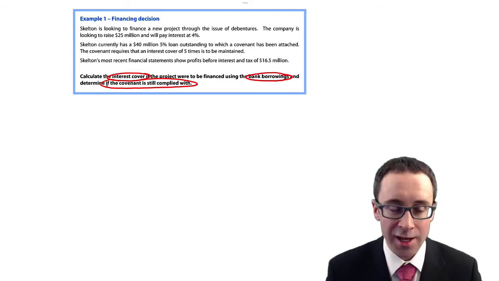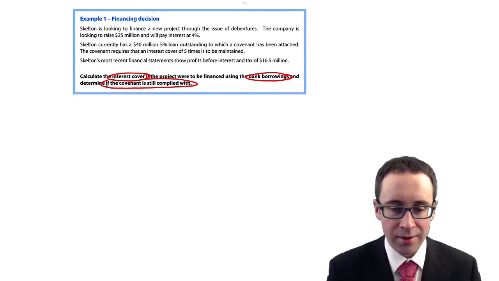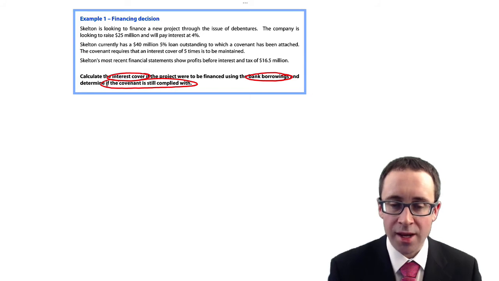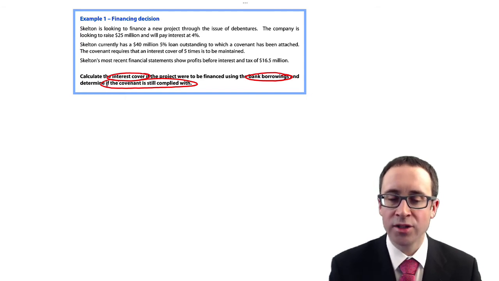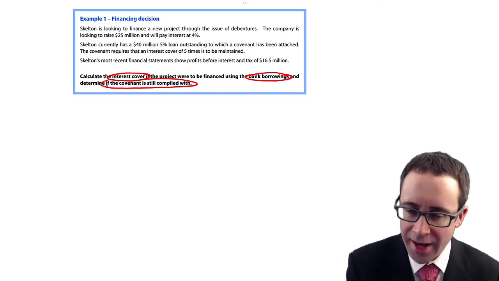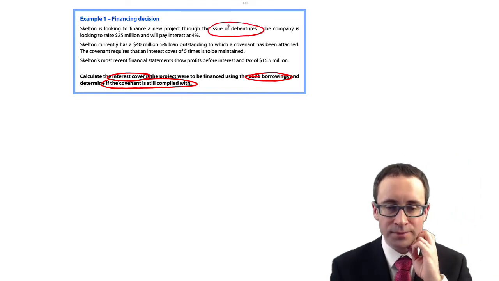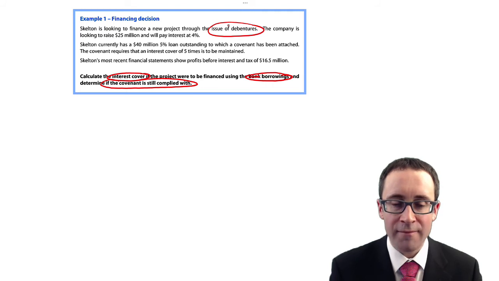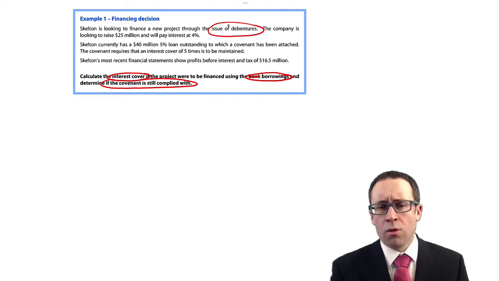So what it says there is Skelton is looking to finance a new project through the issue of debentures. The company is looking to raise $25 million and will pay interest at 4%. I suppose really it should say that the project will be financed using borrowings as opposed to bank borrowings, but I shall update that in due course. So the borrowings that we have, let's just cross out the word bank, is the issue of debentures. Looking to raise 25 million, will pay interest at 4%. So you can work out the interest on that. Is that 4% of 25 million? I think it's 1 million, yes, 4% is a 25th.